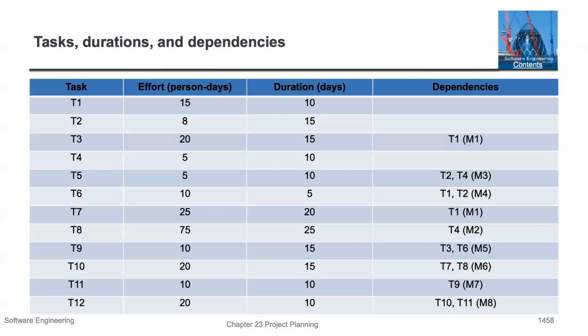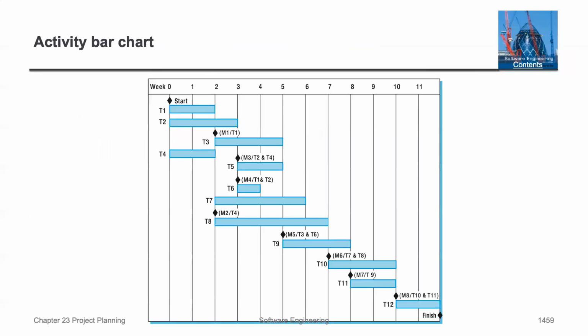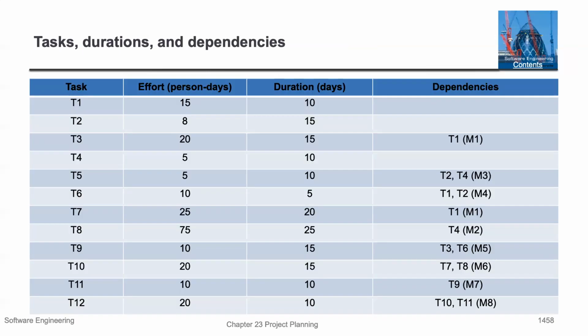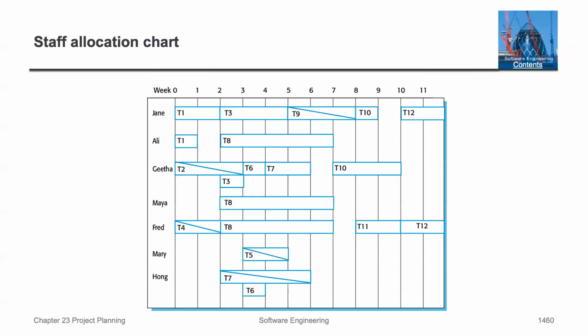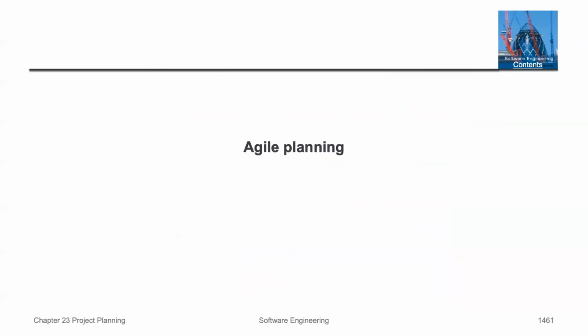Here are some examples of task durations and dependencies. This is notional, but you can get an idea of what it might be like. Here is a bar chart giving you a schedule for each one of those activities that are defined in this previous chart, and you can see how that would work. For staff allocations, this is where you start to specify individuals working on what task and over what weeks. And so this is a staff-loaded schedule.